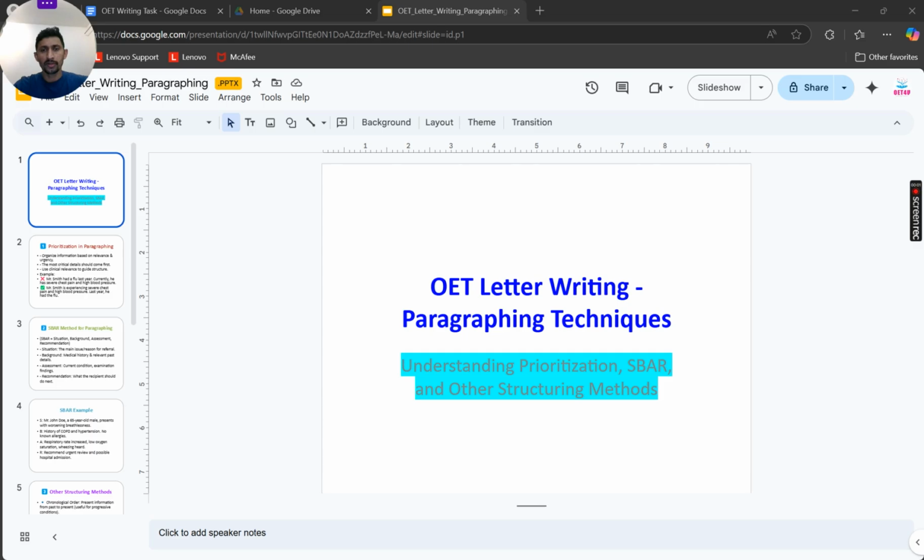Okay, so today we are going to discuss OET letter writing paragraphing techniques. Recently, in previous classes, we discussed how to write an introduction of an OET letter. In that class we discussed how you can read the case note and identify the main purpose of the letter, along with the key details of the patient, whether the letter is urgent or not, and the presenting complaint of the patient. If you know these four details, you can write an introduction from that.